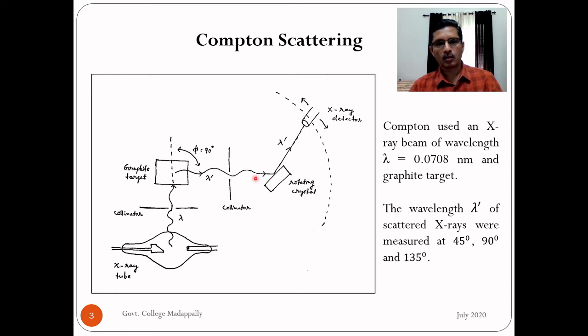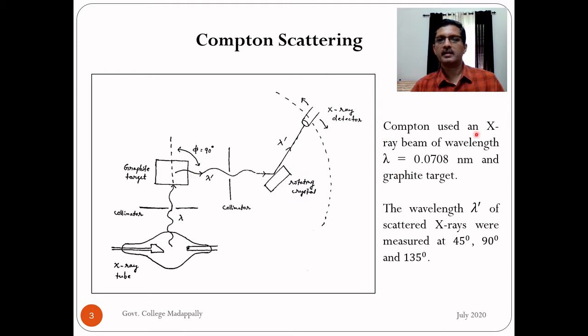How is it measured? Again, another collimator so that we get a narrow beam, and then using an X-ray spectrometer. In the discussion on X-rays in the previous class, we have seen the structure of an X-ray spectrometer. The same arrangement is here, with a rotating crystal. The only difference is that we are not measuring the wavelength of X-rays directly from the X-ray tube, but after scattering by the graphite. The X-ray is allowed to be incident on a crystal with a known interplanar distance, and using Bragg's law we can calculate the wavelength. So the wavelength of the X-ray beam can be measured using an X-ray detector.